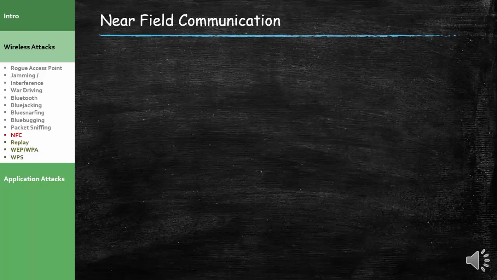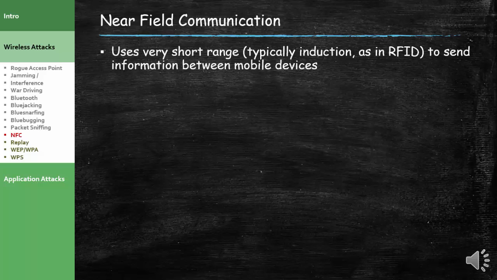We're going to switch gears again this time. This is a newer technology, near-field communication, NFC. It uses very short range, typically induction, like RFID tags use induction, same kind of thing, to send information between mobile devices. You've probably seen this where they've got credit card machines at the Wawa. For those of you not in the area, that's just a convenience store in the Drexel area. But basically they have these credit card machines. You can tap your phone near the machine and it will charge you for your purchase. And that's one use of near-field communication.